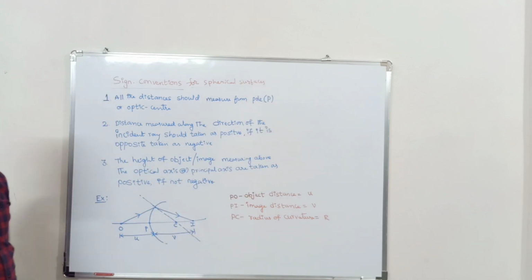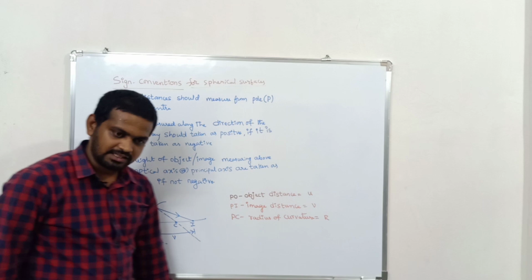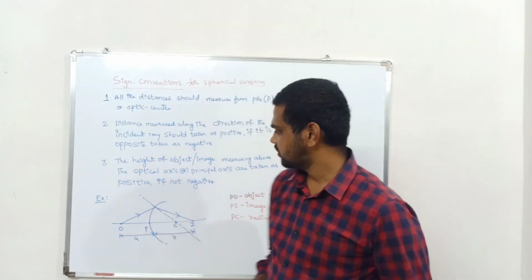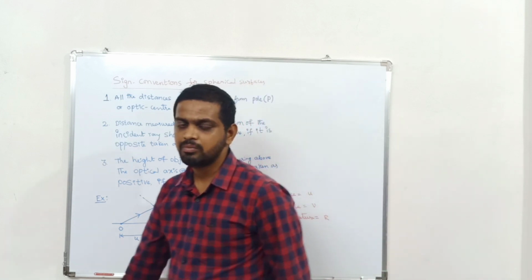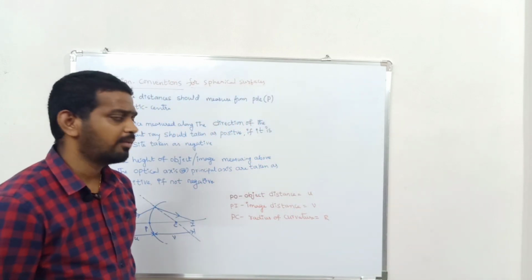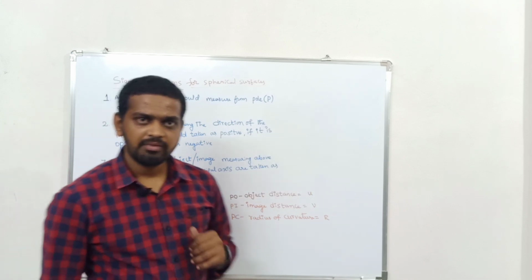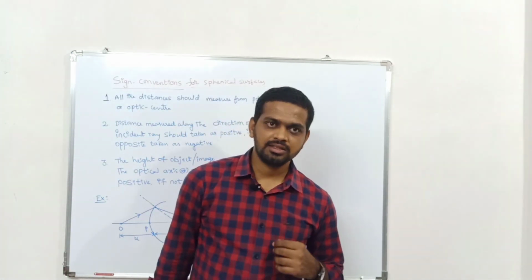Coming to the sign conventions for spherical surfaces, the first sign convention is that all the distances should be measured from the pole. The pole is also called the optic center. You should remember that another name for the pole is optic center. Coming to the second rule, if the distance is measured in the same direction as the incident ray, we should consider it as positive.